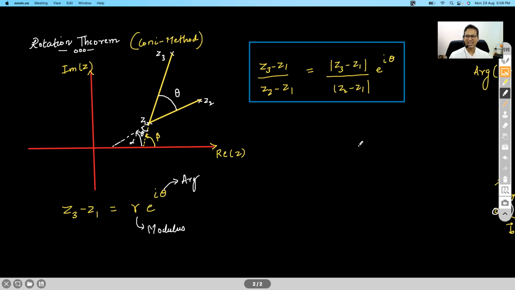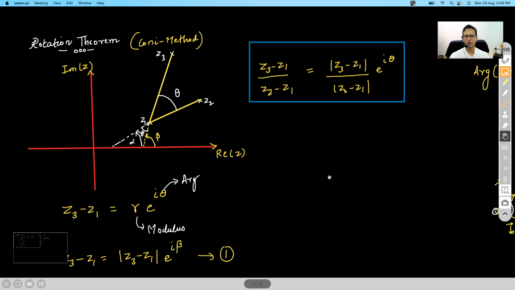So, can I write Z3 minus Z1 as modulus? Modulus is as good as saying modulus of Z3 minus Z1. Correct. So what is modulus of Z3 minus Z1? Modulus of Z3 minus Z1. Right. And what is the argument of Z3 minus Z1 as per this diagram? Mention on the chat box. Absolutely right, Saket. It's beta. Let's call this equation number 1.